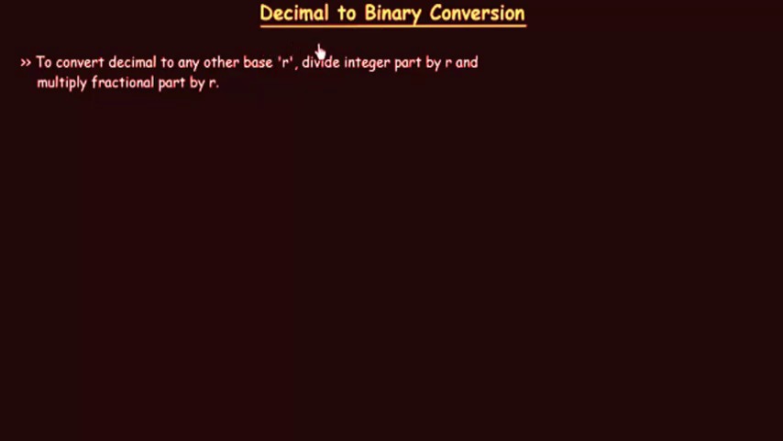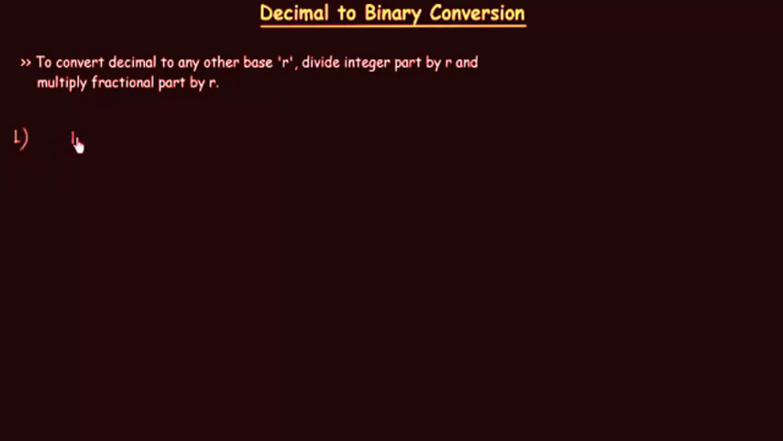In the last presentation, I introduced the binary number system to you. From this lecture, we will start the conversion part of our number system. The first conversion that we have to study is decimal to binary conversion. We have two methods to convert a decimal number to binary, and we will start with the first method.